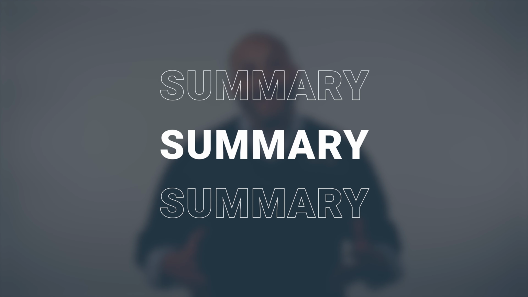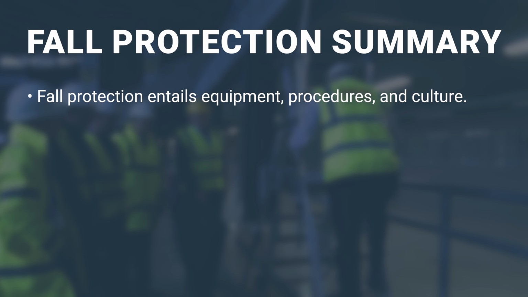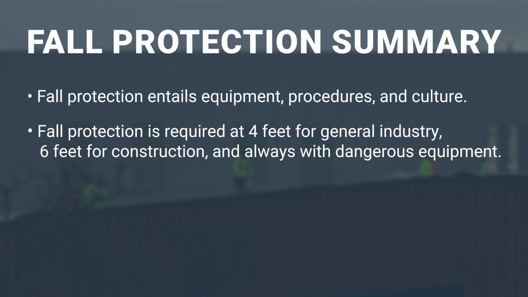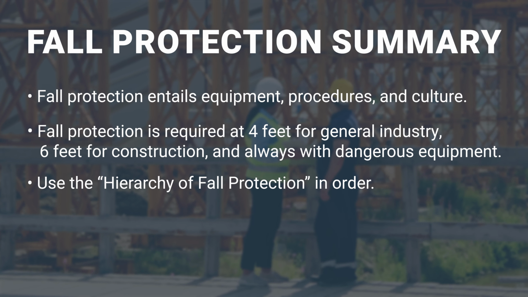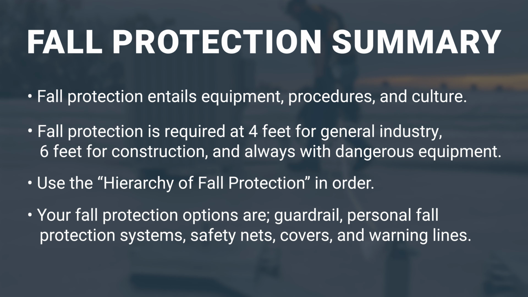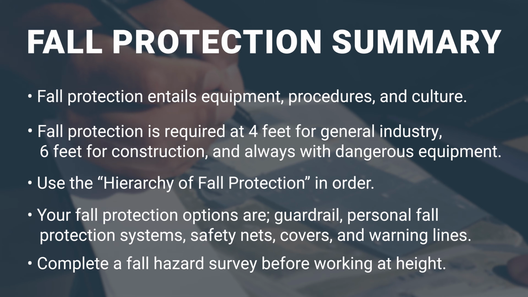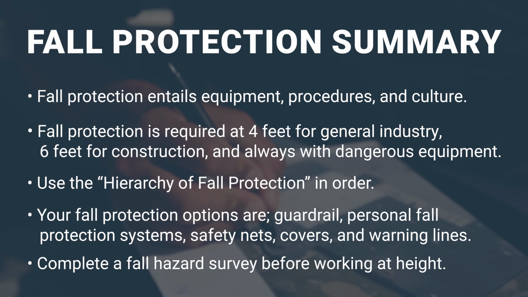I know this has been a lot, so let's sum this up quick. Fall protection is the equipment, procedures, and culture that protect people from fall hazards. Fall protection is required at 4 feet in general industry, 6 feet in construction, and always with dangerous equipment. Use the hierarchy of fall protection in order. Your fall protection options are guardrail, personal fall protection systems, safety nets, covers, and warning lines, and complete a fall hazard survey before working at height.